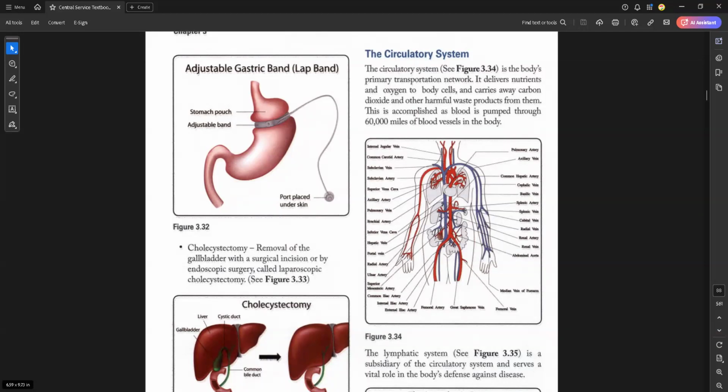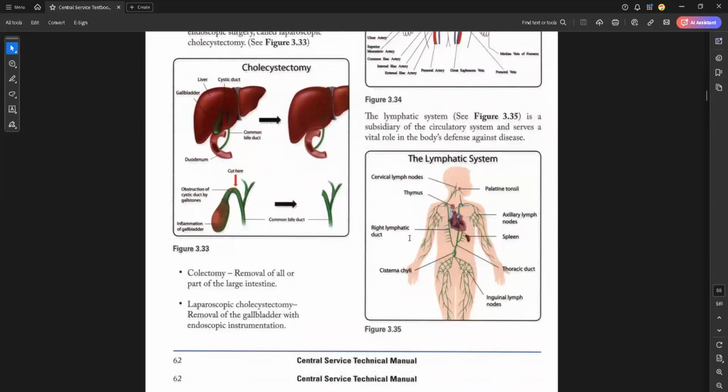Now, we are going to study something about the circulatory system. Let's go down. Next page.